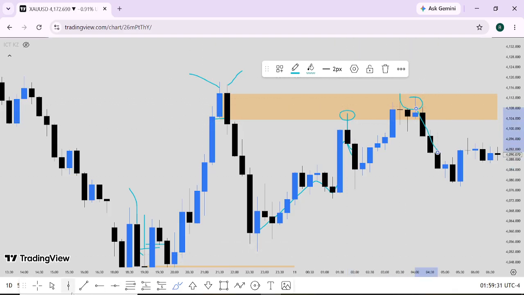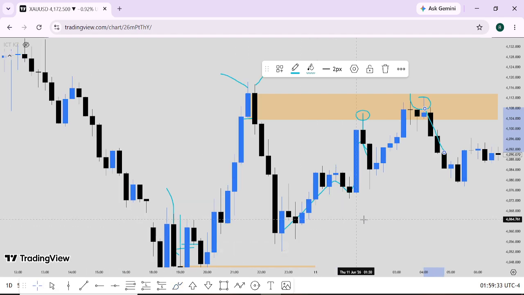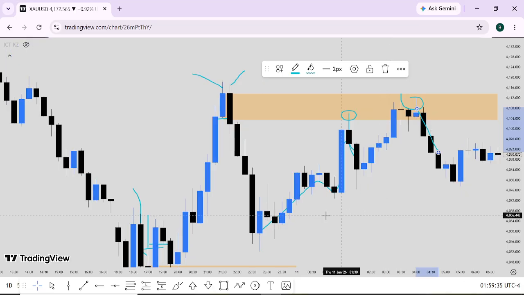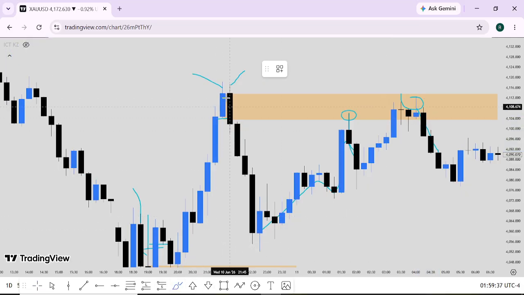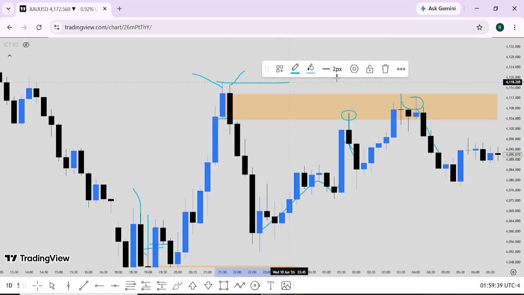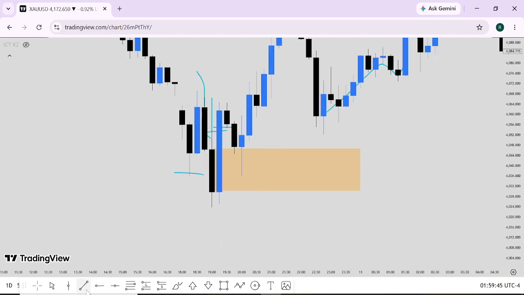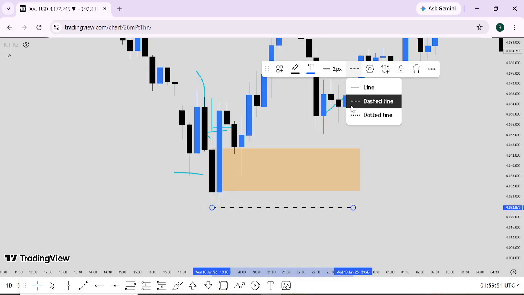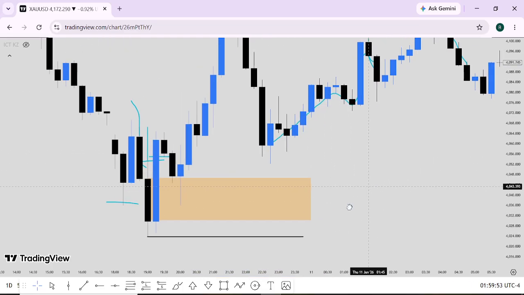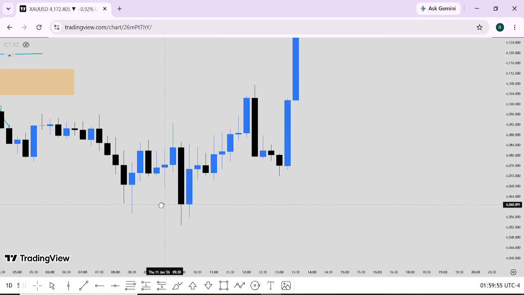The order block will be valid until price closes outside the area of the order block. I mean, we have this order block high. If price breaks this high, the order block will be invalid. And here we have the order block low. If price breaks the low of this order block, we can say the order block is now invalid. But as long as price is holding the order block level, the order block will be valid.